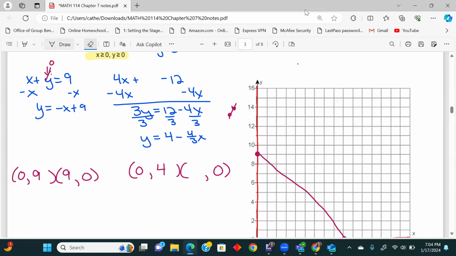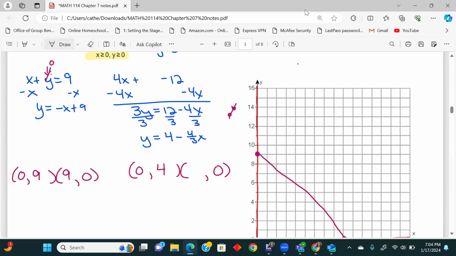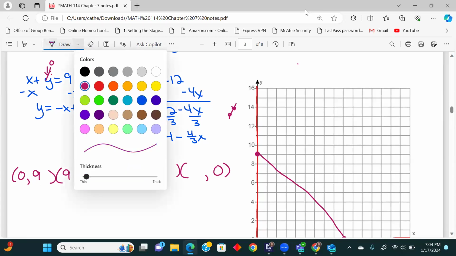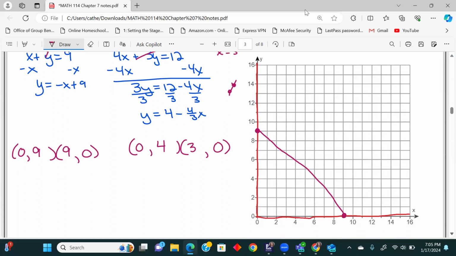Did not mean to erase that. Put that back. So let's go back to the red. All right, so if I plug 0 in for y, that goes to 0. I end up with 4x equals 12. Divide out the 4, so x is equal to 3. So when I plug a 0 in for y, I get a 3 for x. So we're going to graph that. This will be the fourth line you're going to graph in here.